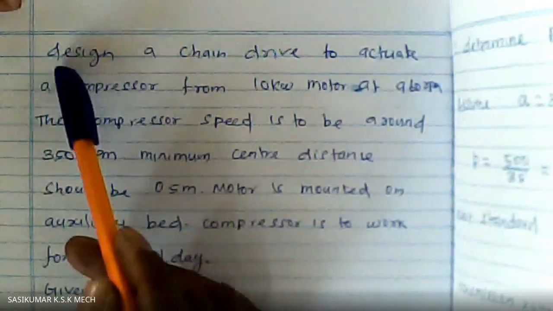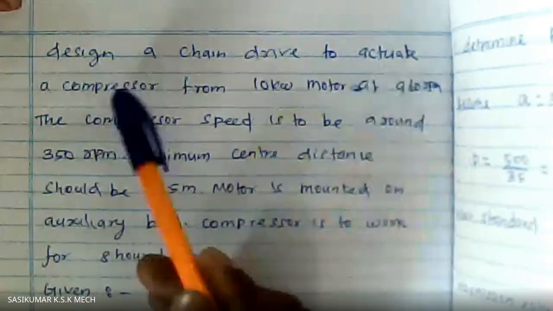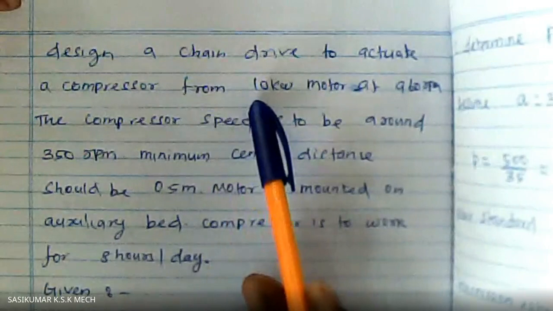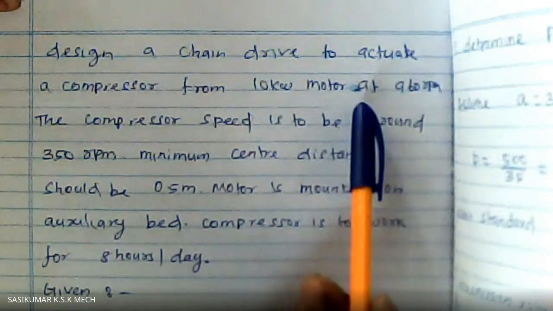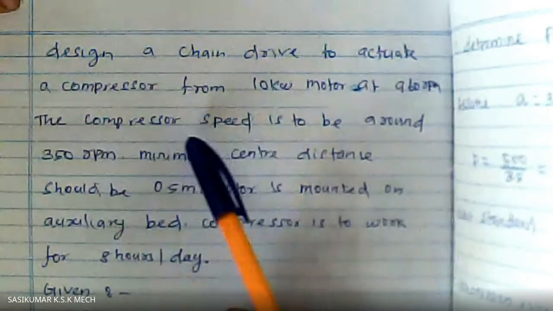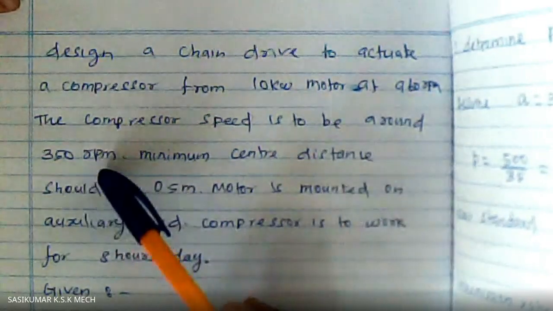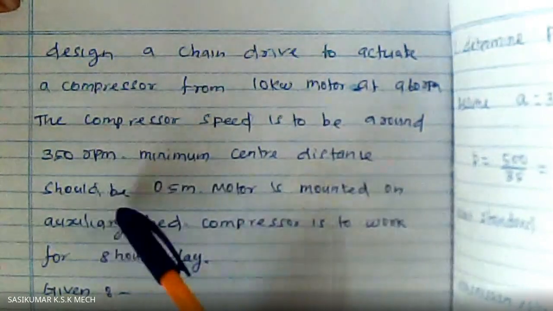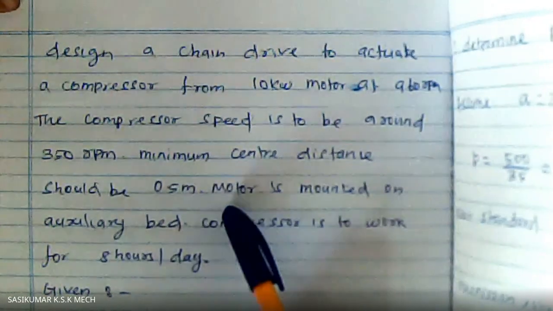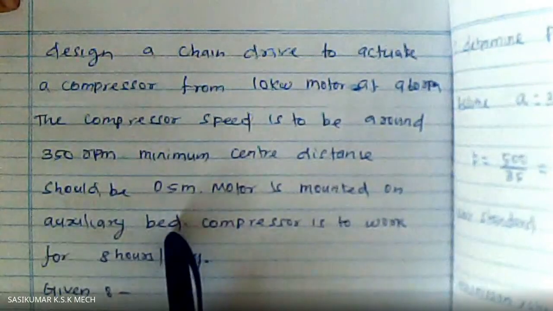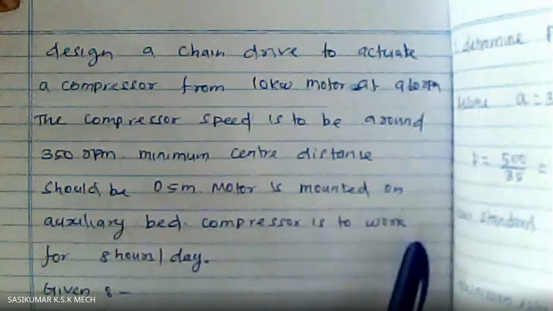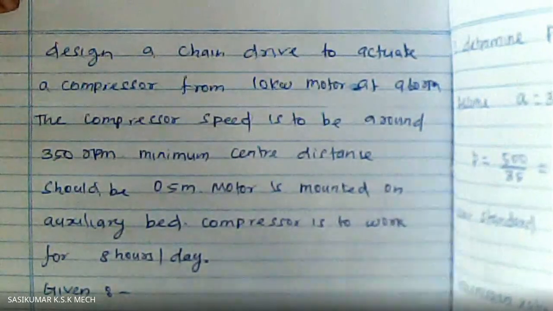So the problem is like this: design a chain drive to actuate a compressor from a 10 kilowatt motor at 960 rpm. The compressor speed is to be around 350 rpm. Minimum center distance should be 0.5 m. The motor is mounted on an auxiliary bed. The compressor is to work for 8 hours per day. So this is the problem.